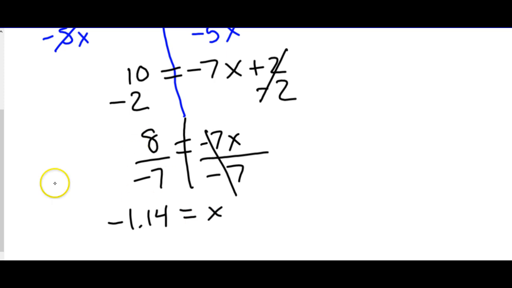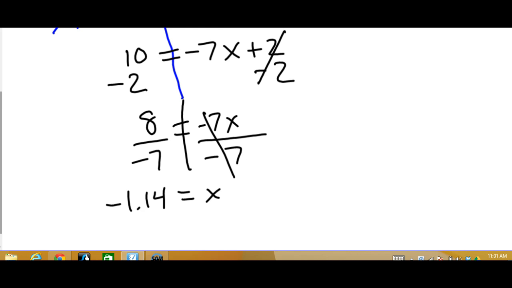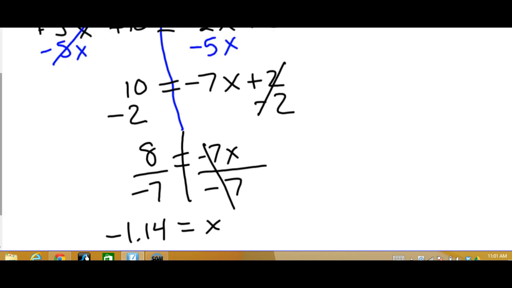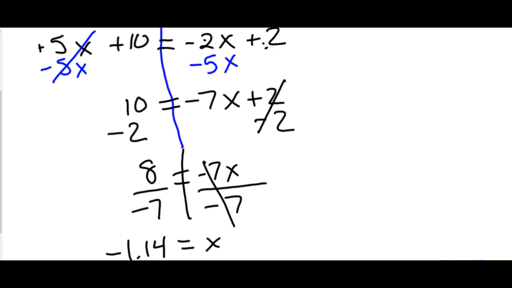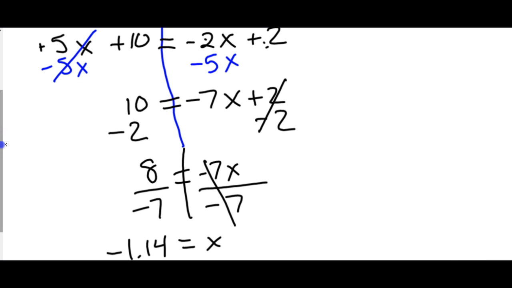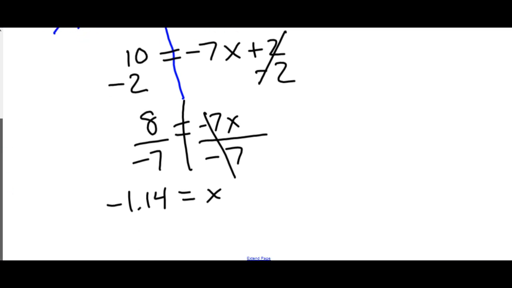Sometimes they want you to leave it as a fraction, though. Sorry, I don't know why I do that sometimes. I dragged this where the screen was recording down. So we're going to actually leave this as 8 over negative 7. Now that negative sign, when it's on a fraction, we usually just put it in front, but you could leave it on the bottom. It doesn't really matter.